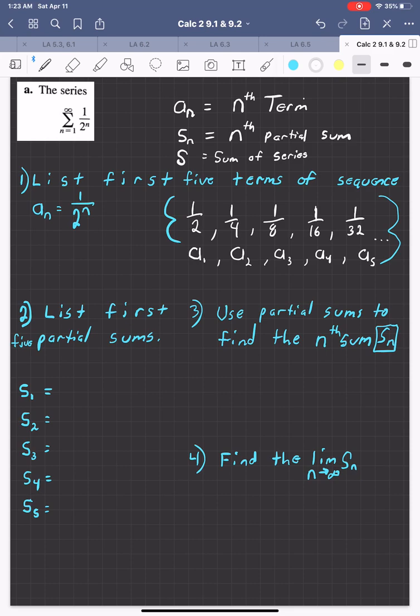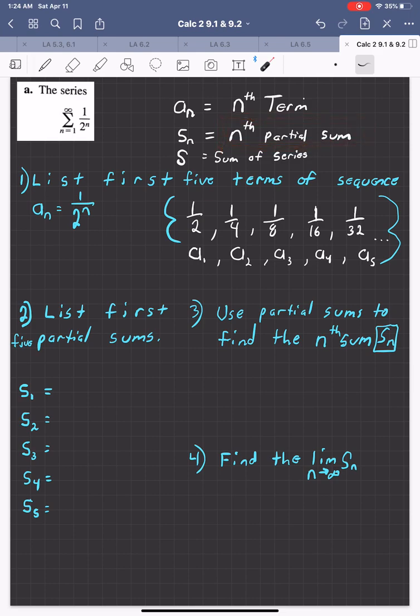And now let's start to think about what we call the partial sums. All right, now if you can actually add up all of these terms, and it does actually add up to a finite number, then that is what we call S, or the sum of the series. That's what it adds up to be. Now, S sub n, just like A sub n, is the nth partial sum.